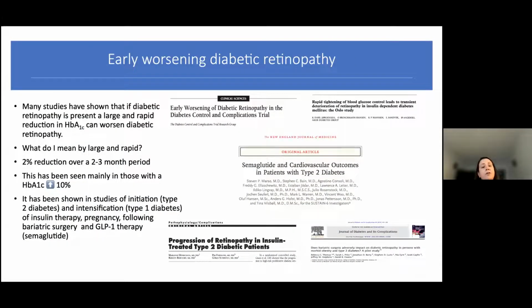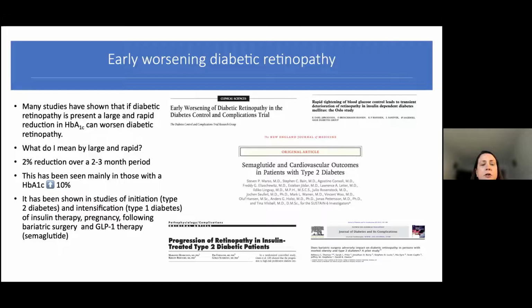I don't know how many of you are aware or know of the early worsening of retinopathy phenomenon, but it has been shown in several studies. So if you have retinopathy present, then a large and rapid reduction in HbA1c has been shown to worsen the diabetic retinopathy and make it progress quicker than it normally would.